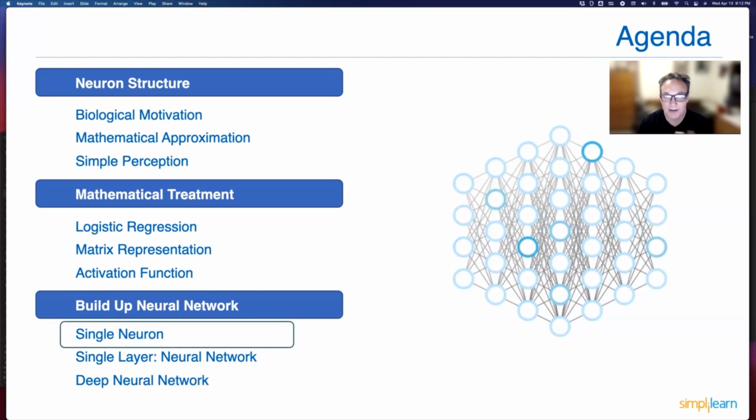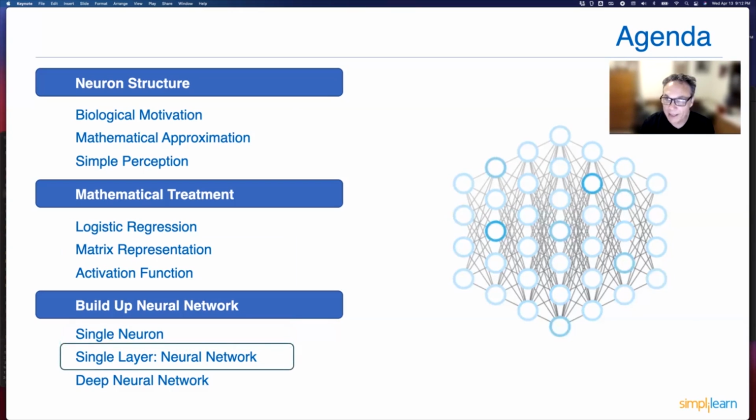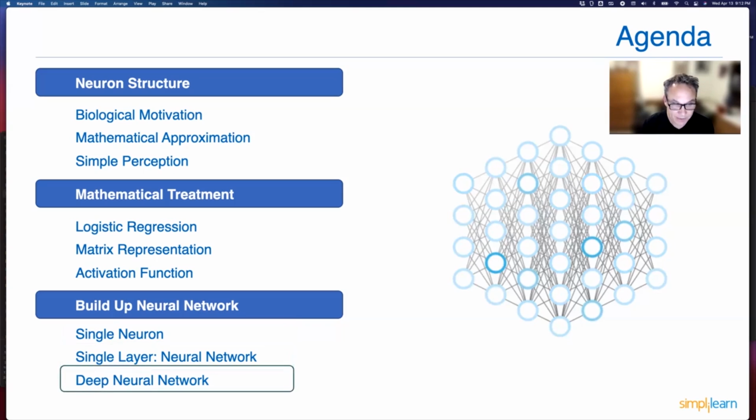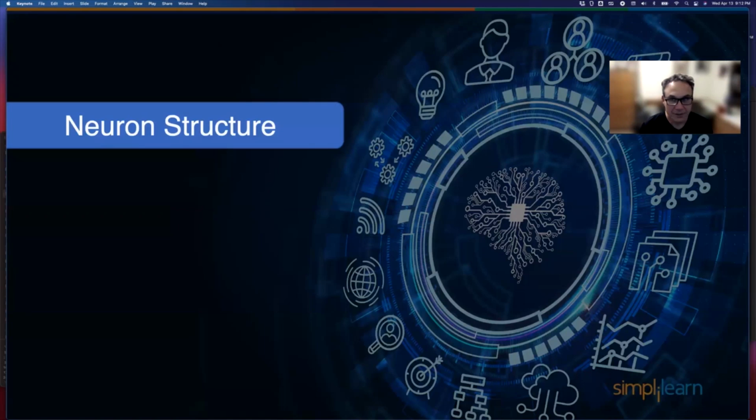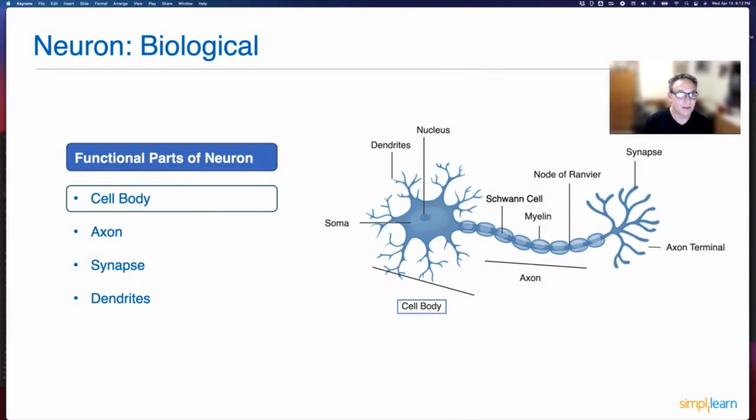And then at the very end, we're going to build a neural network from scratch. Start with a single neuron, then we'll make it a layer of neurons. And then we're going to make it multiple layers, which actually is a deep neural network. So that's what we're going to do tonight. So let's start with the neuron structure.